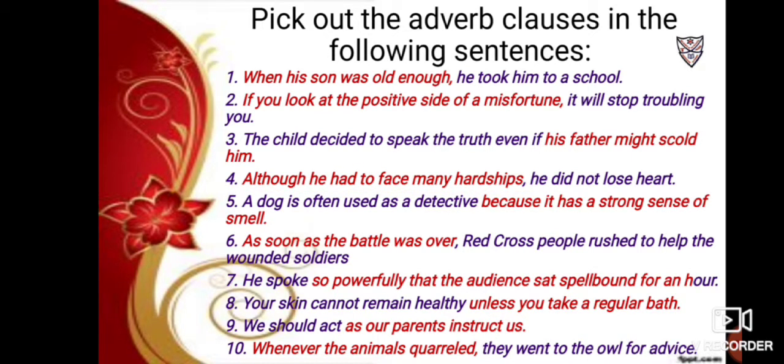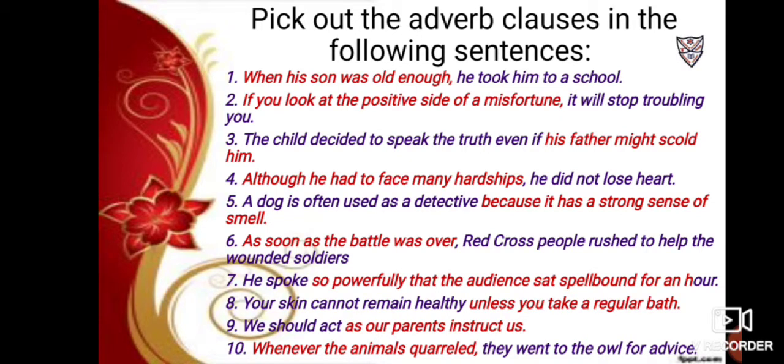A dog is often used as a detective because it has a strong sense of smell. Now here it is an adverb clause showing the reason: because it has a strong sense of smell. Number 6, as soon as the battle was over, Red Cross people rushed to help the wounded soldiers. So this shows the time, adverb clause of time. So "as soon as the battle was over."